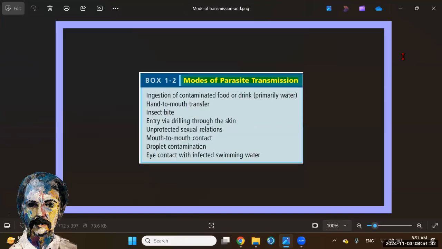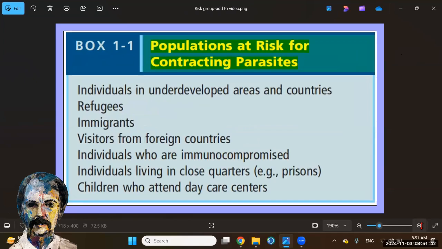Let's move to the next one. Who are the people that are likely to get parasitic infection more than others?